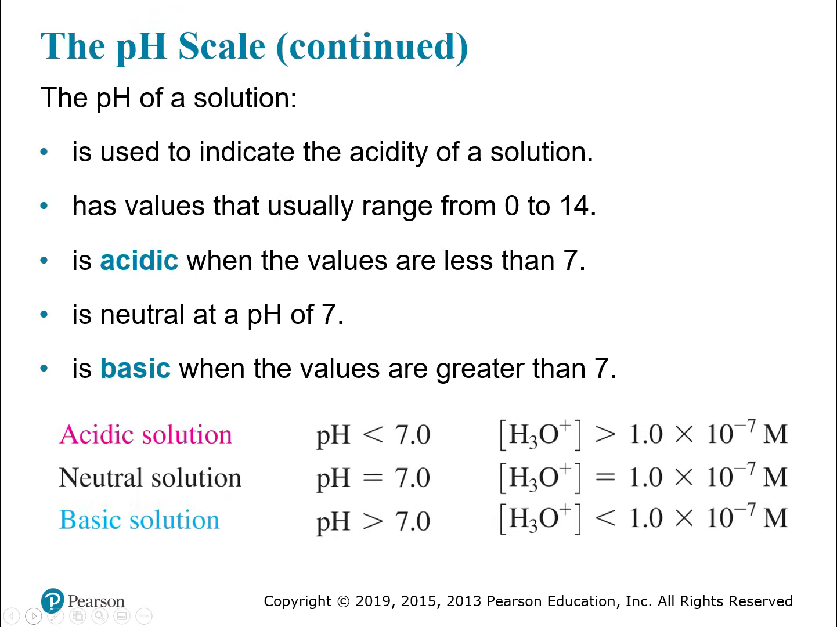The pH of a solution indicates how acidic something is. So it ranges from very acidic to very basic. The values usually range from 0 to 14. When you have a pH less than 7, you're acidic. 7 is neutral. Greater than 7 is basic. And that's what this table says.